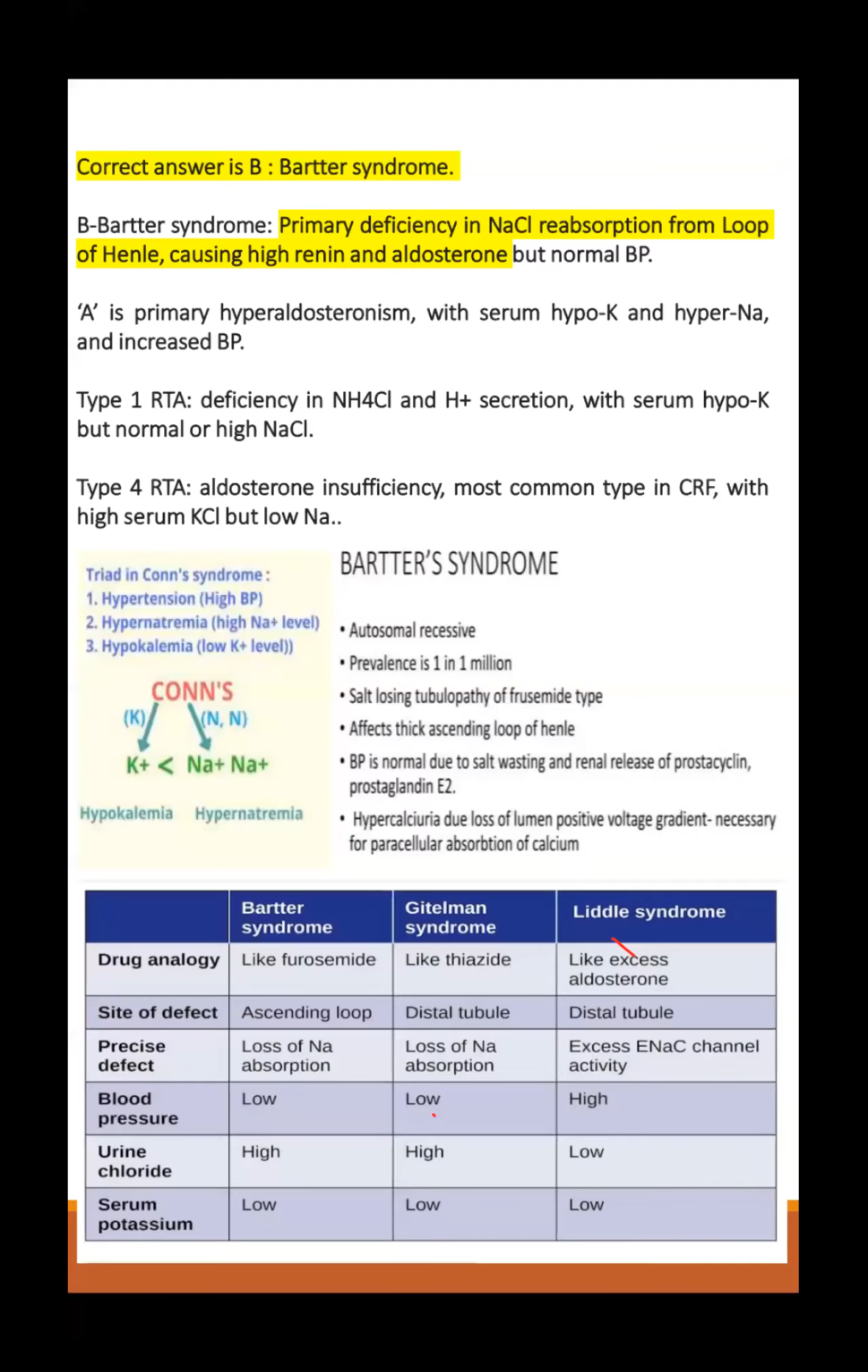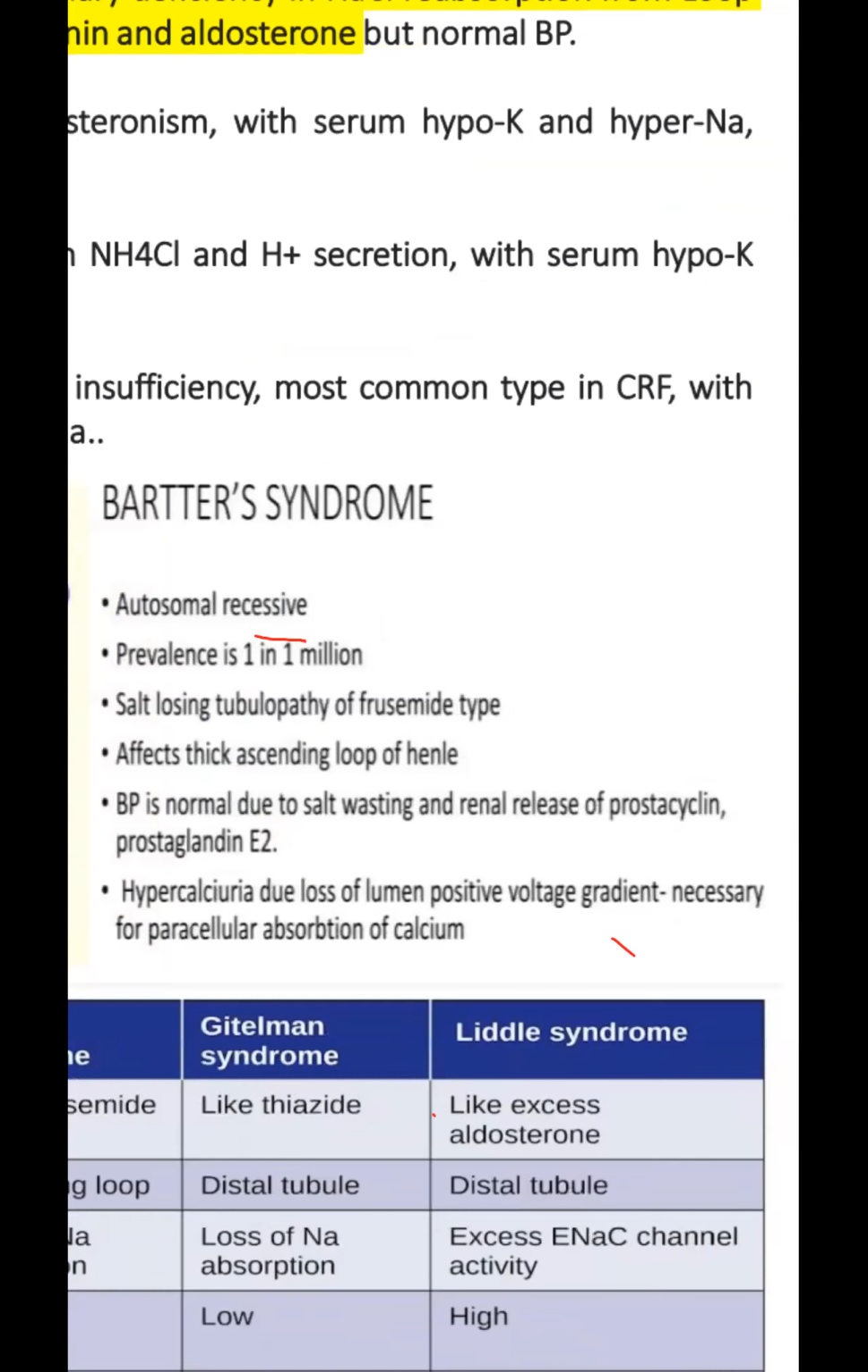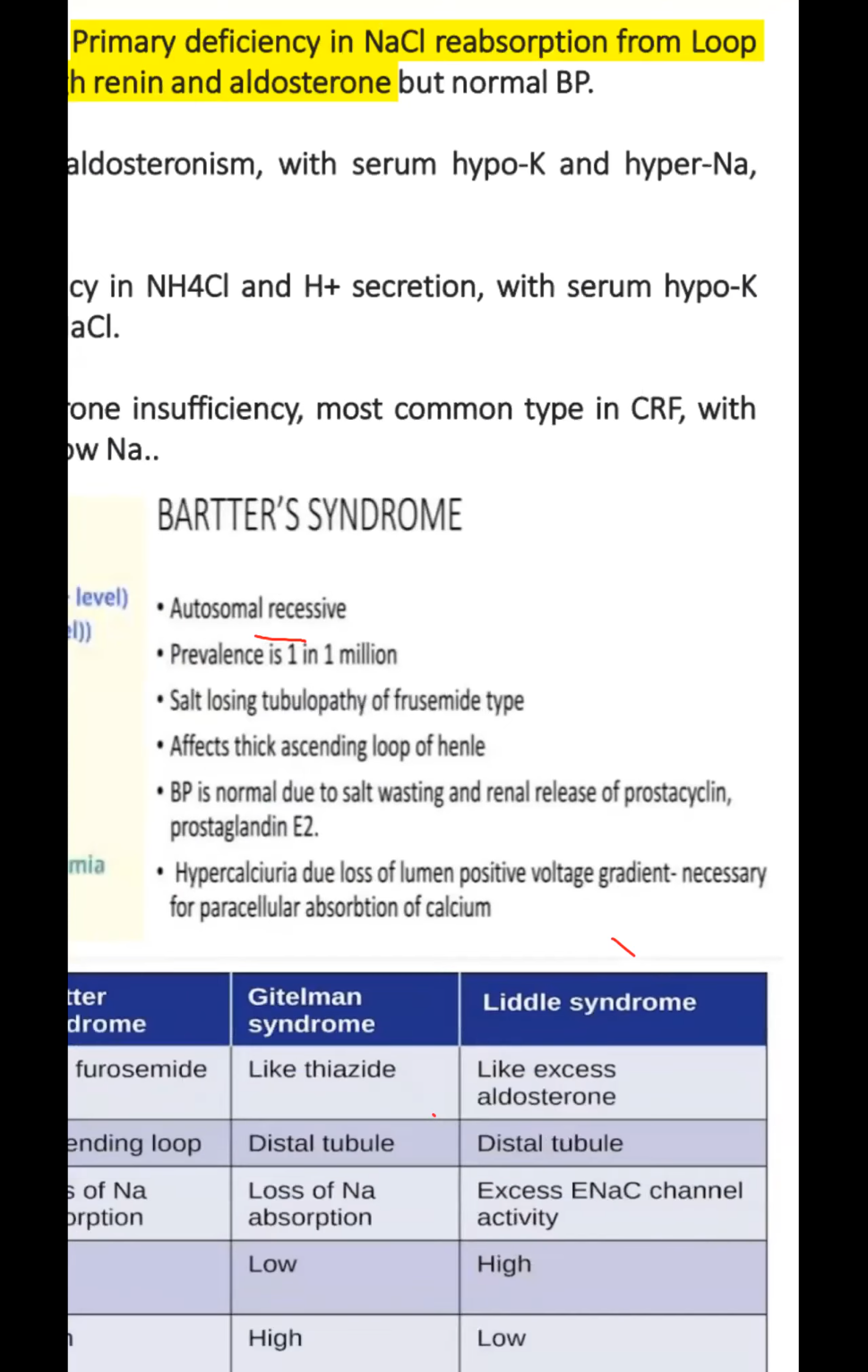So see, Bartter syndrome is an autosomal recessive salt-losing tubulopathy, furosemide type, BP normal, and hypercalciuria due to loss of lumen-positive voltage, necessary for paracellular absorption. So see, Bartter, Gitelman, Liddle, we have to know very well. Gitelman, Liddle, I always have to differentiate by blood pressure. Gitelman blood pressure will be low, in Liddle it will be high. Urinary chloride in Gitelman will be high, in Liddle it will be low; remember strongly. That's it. Because in the exam, they'll commonly give Bartter, or if they give Liddle, we have to differentiate.